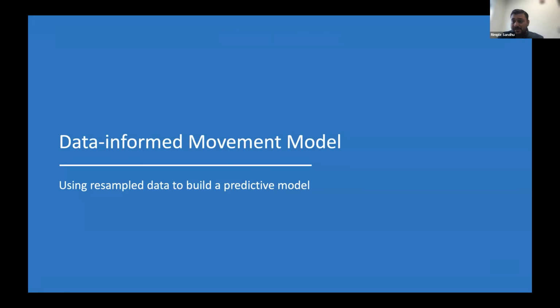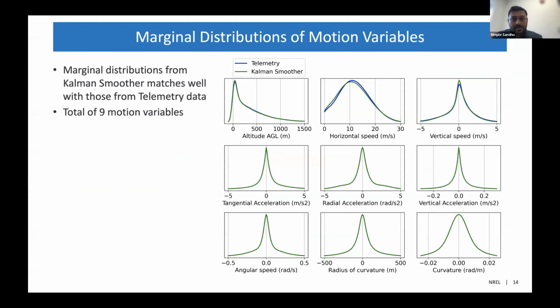Once we have resampled the data, we need to then use this data to build a movement model. So first we look at the distribution. So what I'm showing you are 9 motion parameters. So I'll go one by one. First is altitude above ground level. And we know that all these 9 for each track. For 9,400 tracks, we have these 9 parameters, time varying at 1 second interval, and their uncertainties. So we have altitude above ground level, we have horizontal speed, we have vertical speed, we have tangential acceleration, we have radial acceleration, vertical acceleration, angular speed, radius of curvature, and curvature. Curvature is just 1 over radius of curvature.